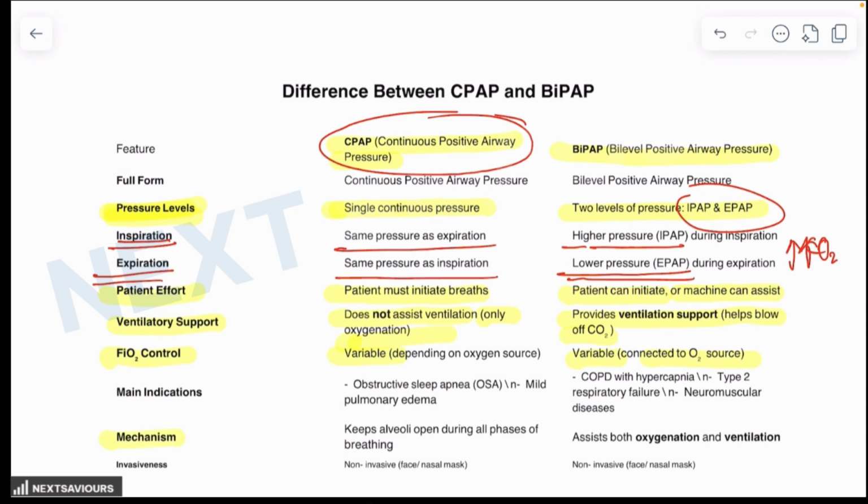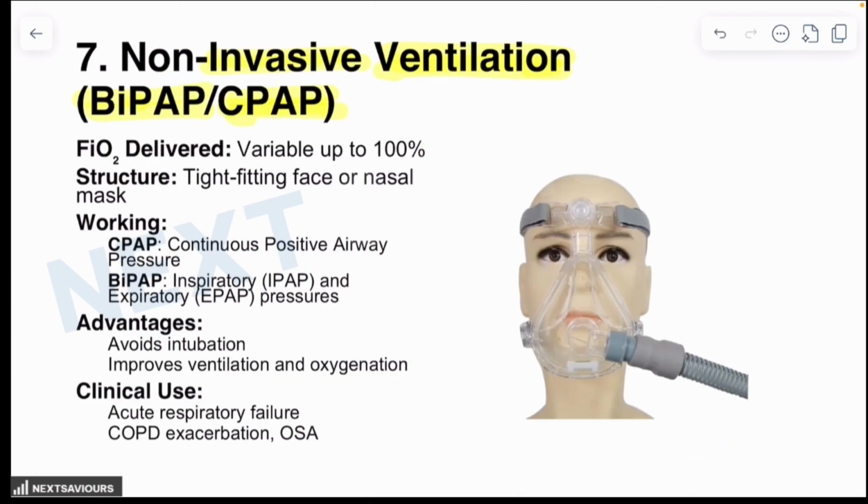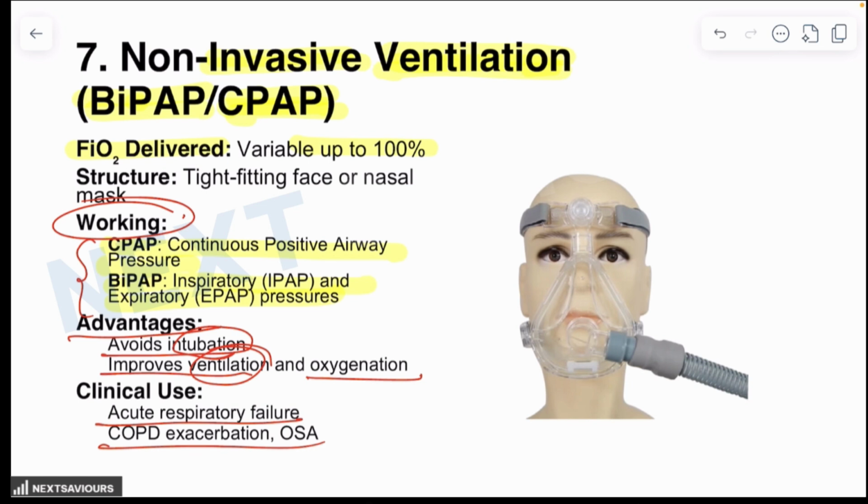The mechanism: it keeps the alveoli open during all phases of breathing because of the continuous pressure applied to the lungs, while BiPAP assists both oxygenation and ventilation because of the pressure changes. Both of them are non-invasive. So these are the basic differences between BiPAP and CPAP. FiO2 delivered is all the way up to 100%. The working, we have already talked about, the pressure changes. Advantages: it avoids intubation and improves ventilation and oxygenation. It is used in acute respiratory failure and COPD exacerbation.